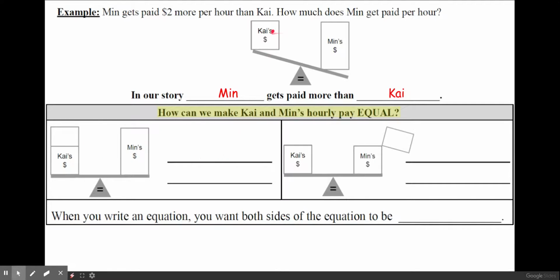Well, one way of doing this is to add more to Kai's pay. So let's say we added $2 more to Kai's pay, like plus 2. Now, the seesaw would be equal. What's another way of making this balance? Well, let's take a look at this picture right here. What did I do to Min's pay? Well, I took off some. How much do you think? Well, it's 2. So I can also subtract $2 from Min's pay, and now their pay would be equal. So with an equation, you're trying to balance both sides of the equal sign. And when you write an equation, you want both sides of the equation to be equal. We're going to say this again and again.